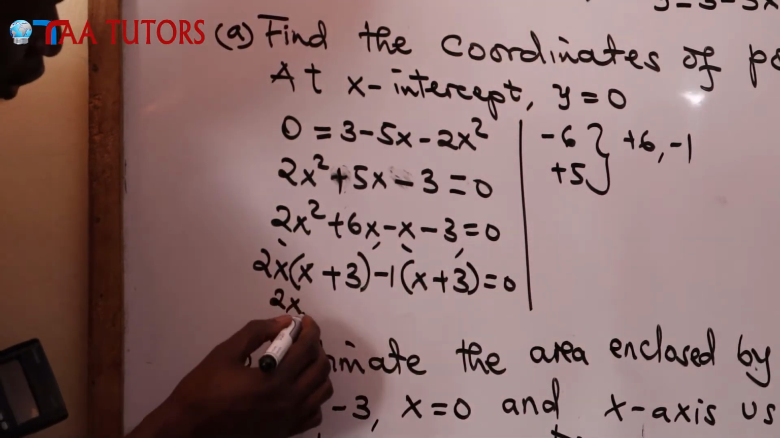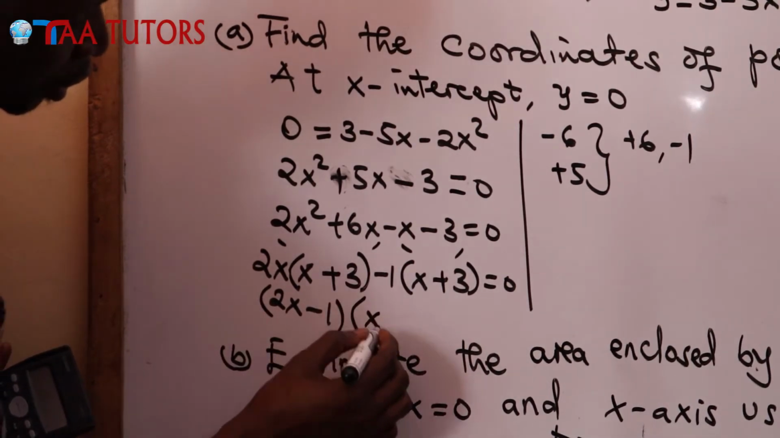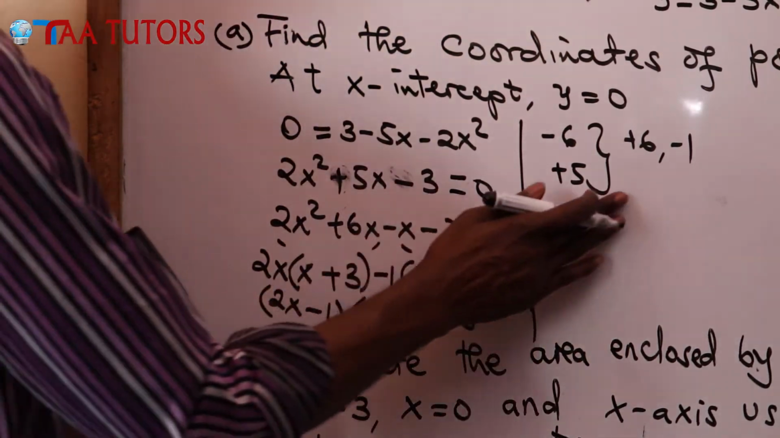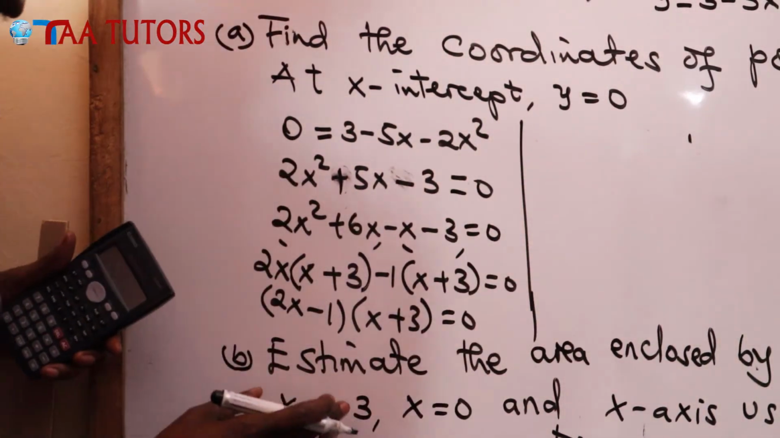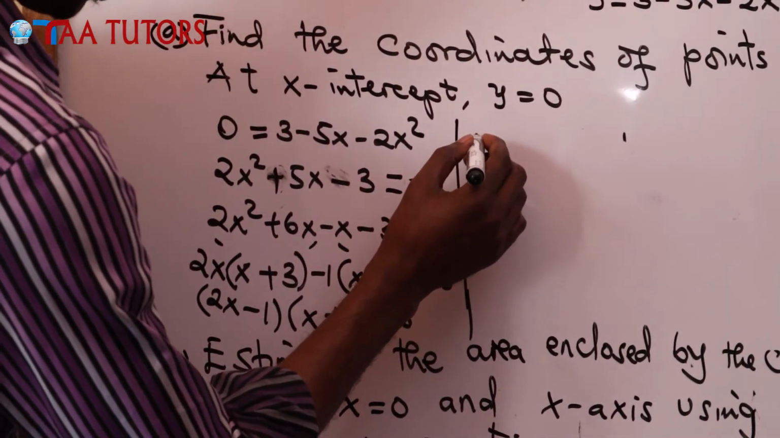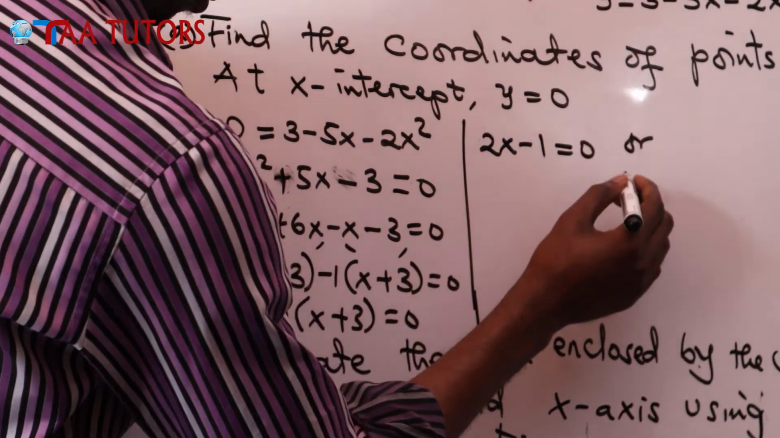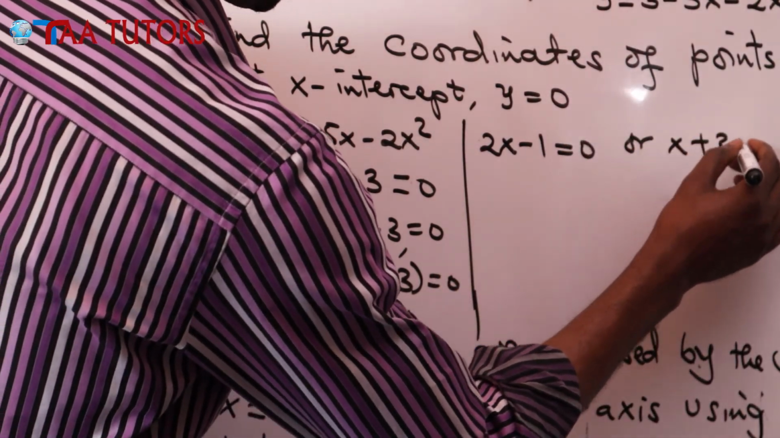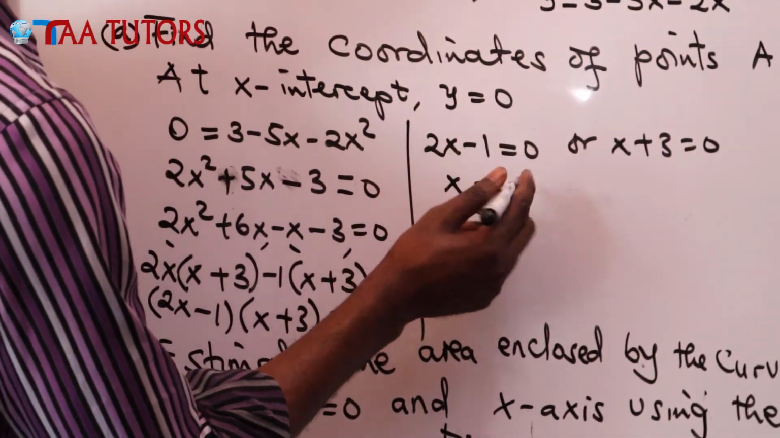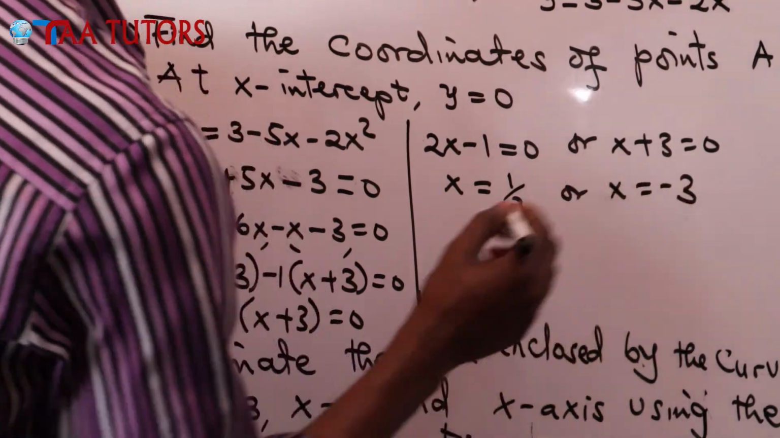So you say (2x minus 1)(x plus 3) equals 0. After we determine that, from here we can say that either 2x minus 1 equals 0 or x plus 3 equals 0. So here x is, take 1 over, divide by 2, a half, or x is negative 3.